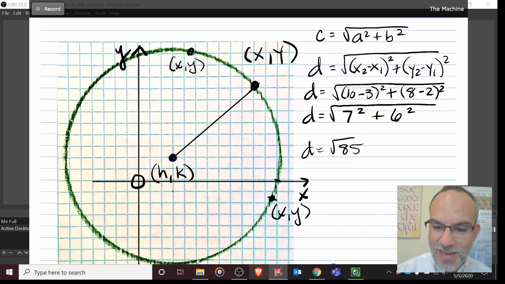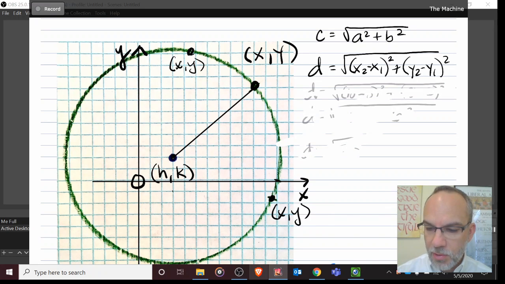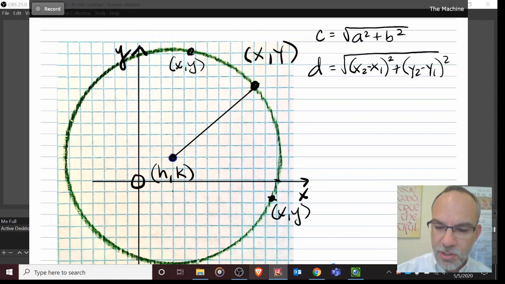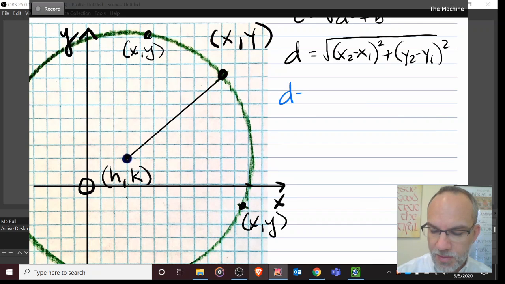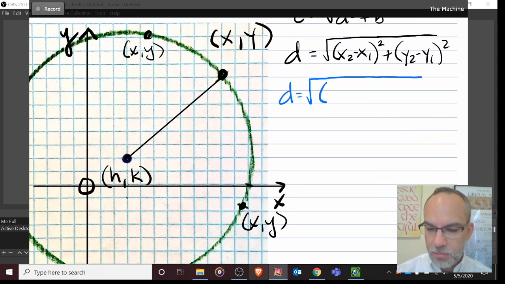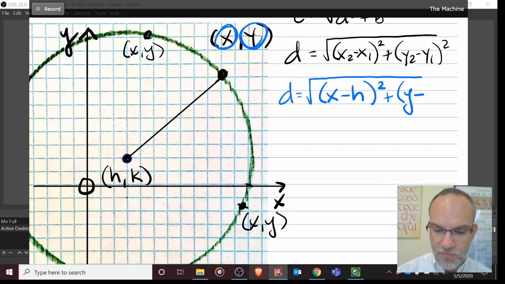Let me go back up here now, and I'm going to change the formula from that point on right there. And this is where it gets really good. Okay, the distance now is equal to the square root of the second x, which was just the x from right here, minus the first x. Well, the first x was the center, h, squared, plus the second y value, which is just the y from that point, y, minus the y value of the center, k, squared.